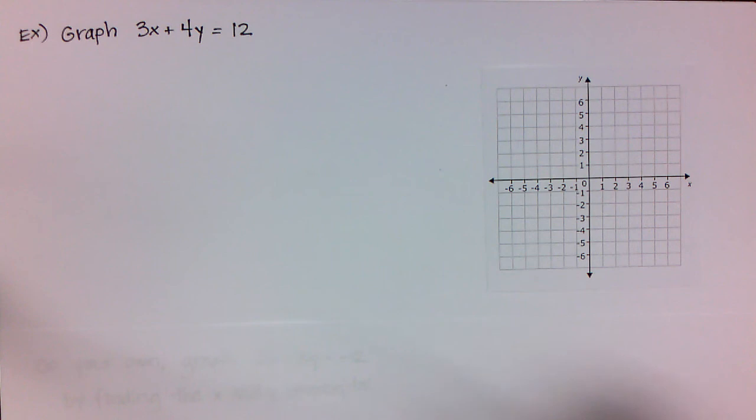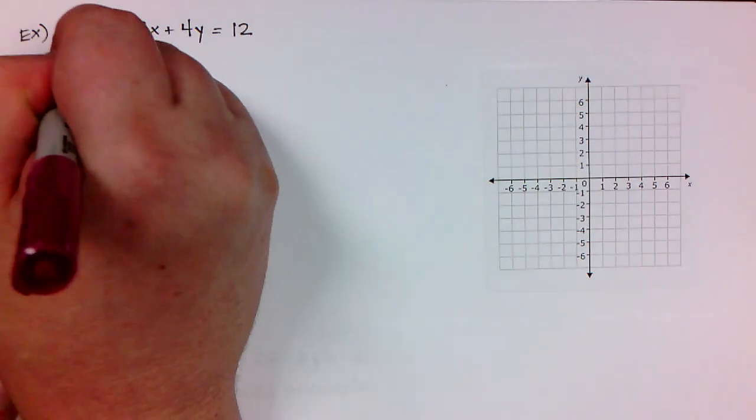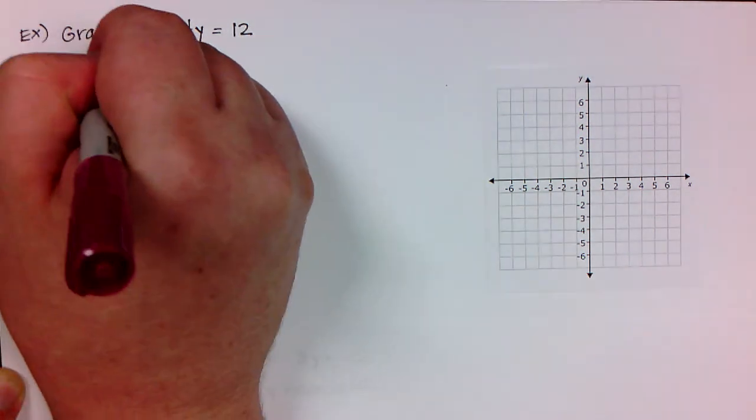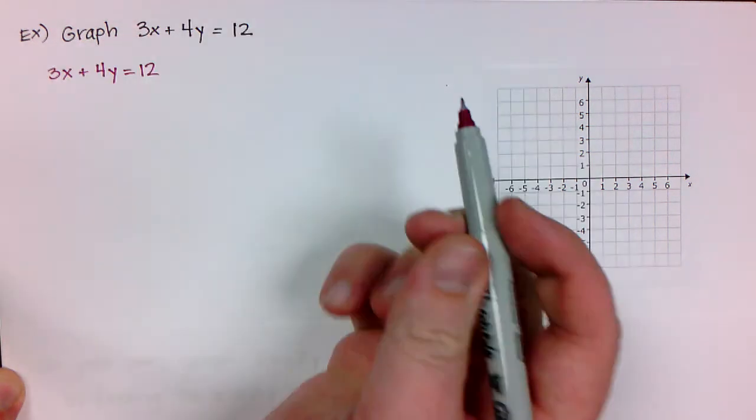The example that we did at the very beginning was looking at the y-intercept and having that, and then moving with the slope, or if I just had a point, moving with the slope. This time I want you to find the x-intercept and the y-intercept, and I'll show you how to do that. Let's write the equation. 3x plus 4y is equal to 12.